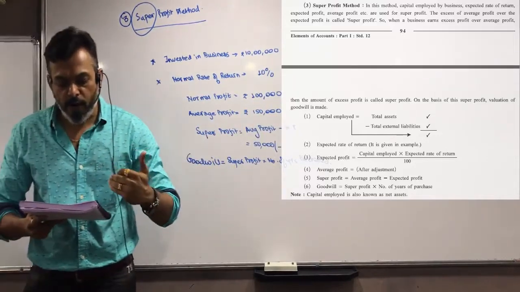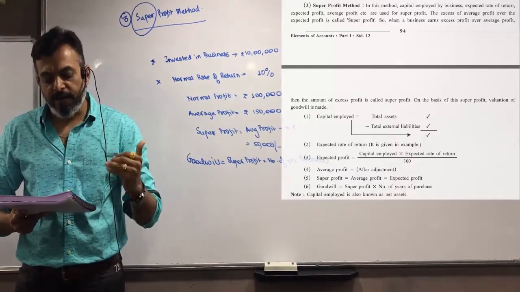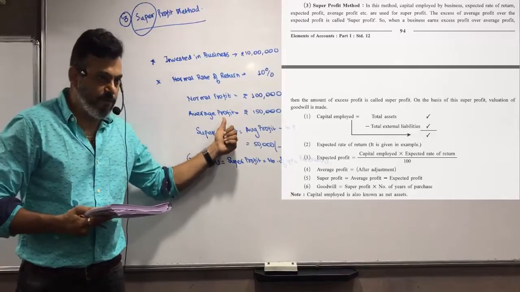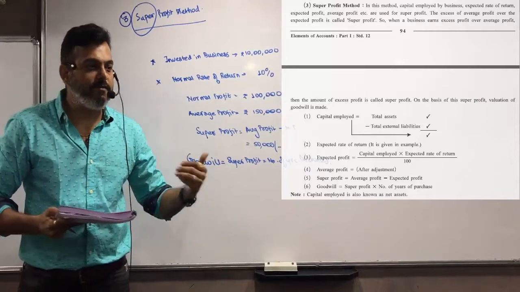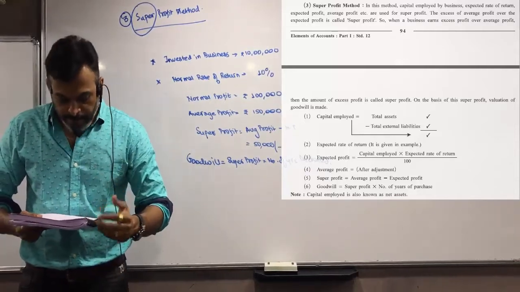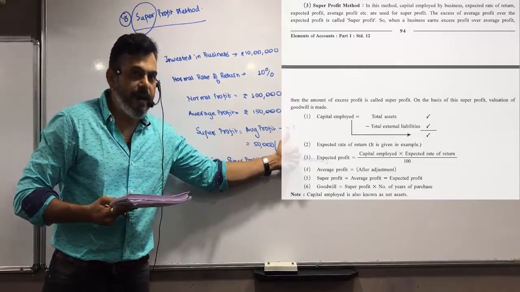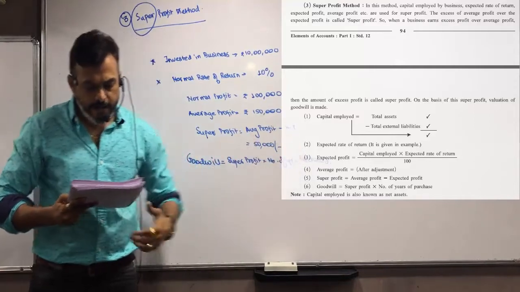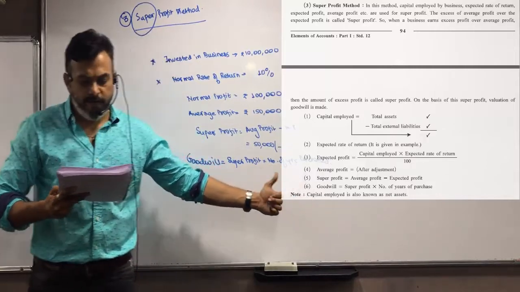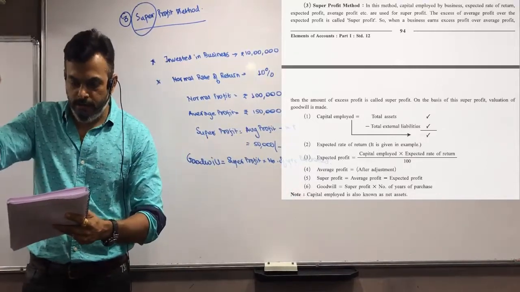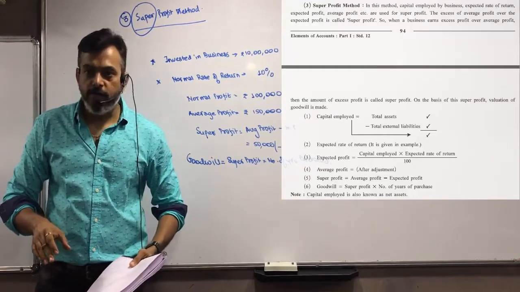Expected profit is capital employed into expected rate of return upon 100. Average profit after adjustment means we have to find the average profit, either using the simple average method, which is SAM, or the weighted average method, which is WAM. Then super profit is equal to average profit minus expected or normal profit, and then goodwill is equal to super profit into number of years. Capital employed, that is a note: capital employed is also known as net. Understood this, all of you?